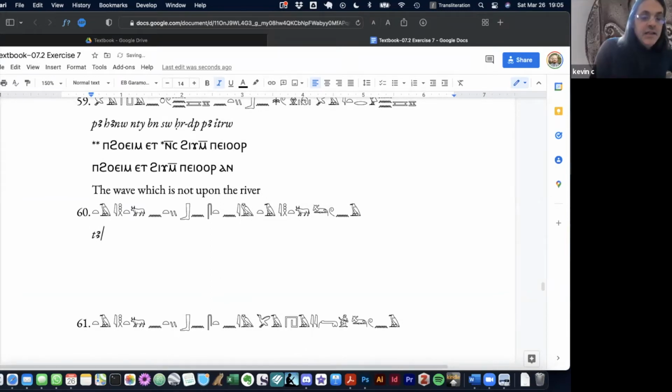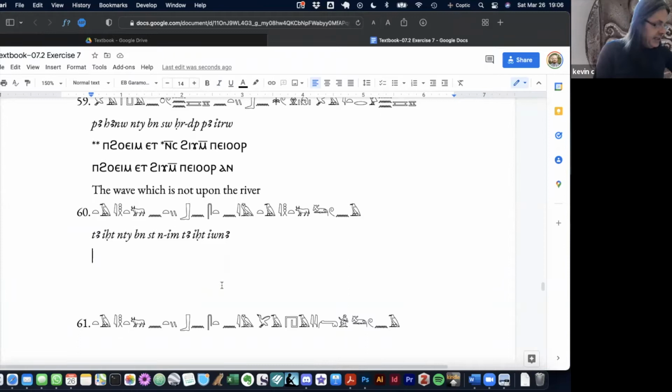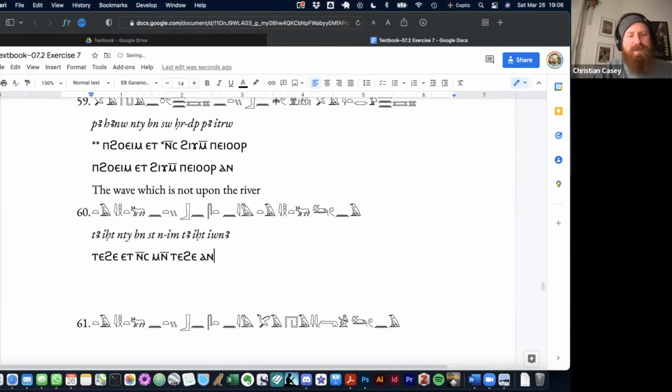Ta I het neti ben set imen I no n im ta I het inu Yuna. Yuna. And so it's Tehe et ens men Taha. Oh, Tehe. It's the cow and the cow. Same word. It's the cow and the cow.